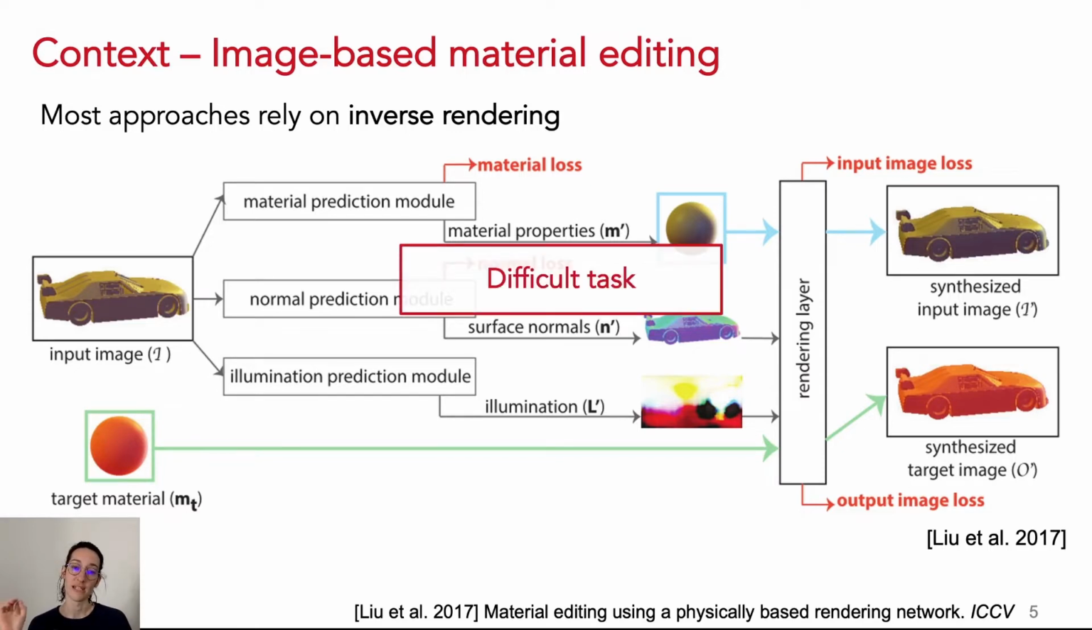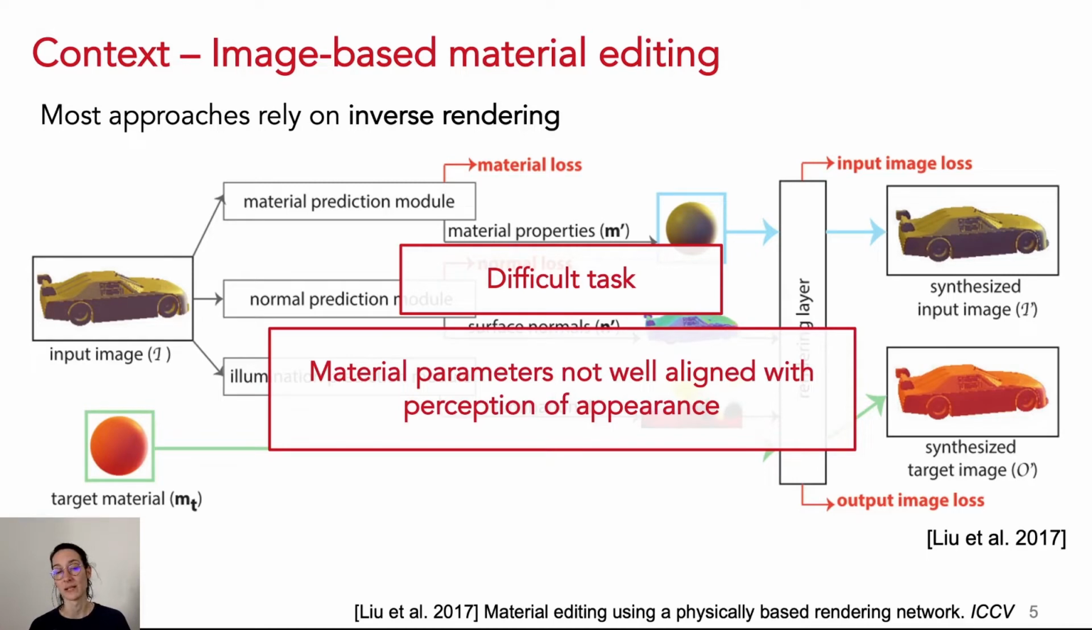Unfortunately, first, this is a very difficult task because being able to robustly estimate all of those properties is very challenging. So it's hard to have such methods that really generalize to a lot of different scenes. And even if you manage to do so, again, how do you change the material parameters such that in this specific scene you reach a target change in appearance?